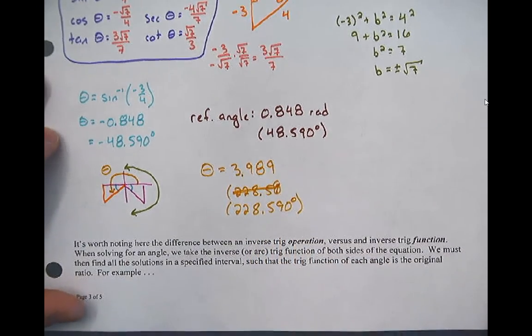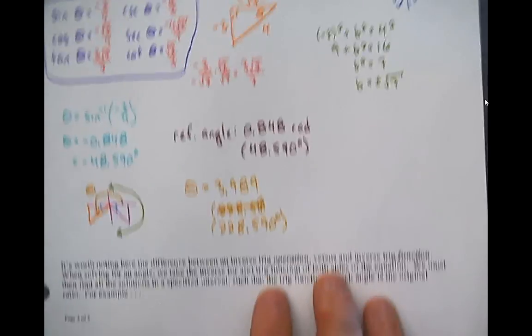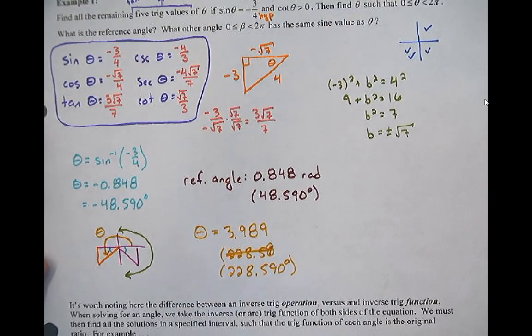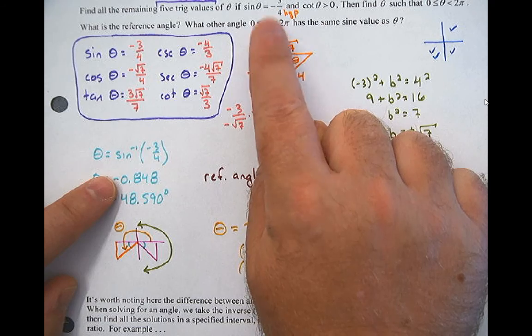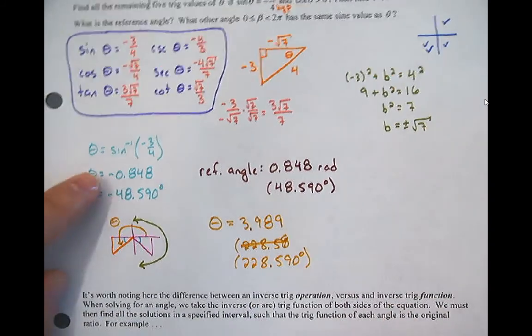228.590 degrees. And then what's the other angle that would give us the same sine value as theta? So there's two ways we could write. No, I can't, darn it. I was going to say two ways. We could use the negative, but we can't because it's got to lie between 0 and 2 pi. So you can't have any negative answers.